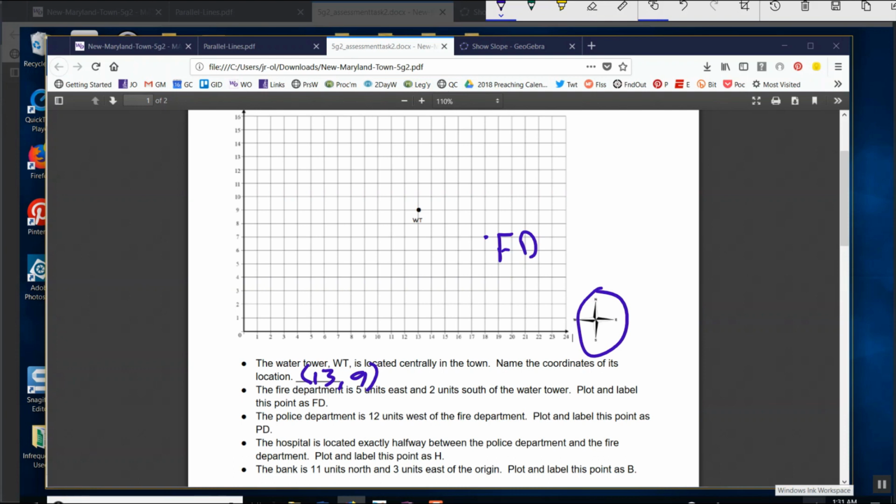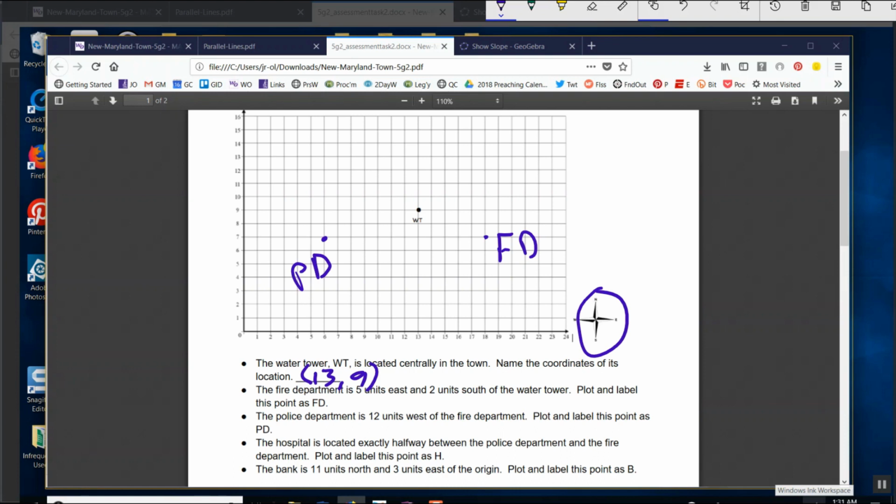The police department is 12 units west of the fire department. The fire department is at 18, 7. So if I go 12 units to the left, that should take me to 6, 7. 6, 7, this is the police department.